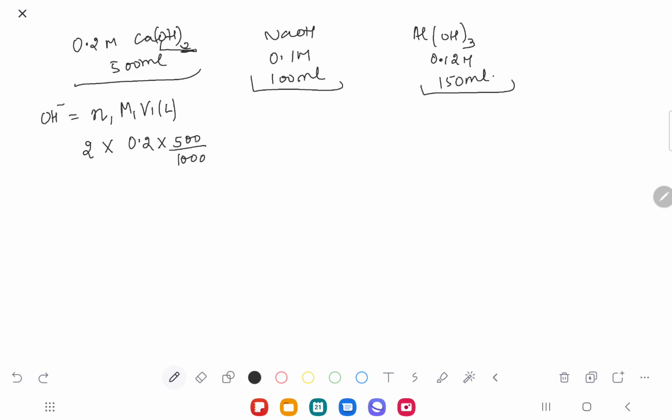So I'm dividing by 1000. So I cancel the two zeros. I get 5 times 2. 2 cancels 2. So I am getting effectively 0.2 moles of OH negative.